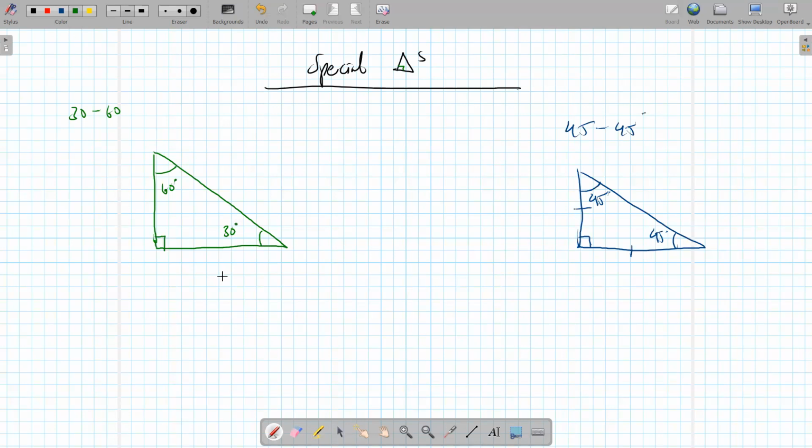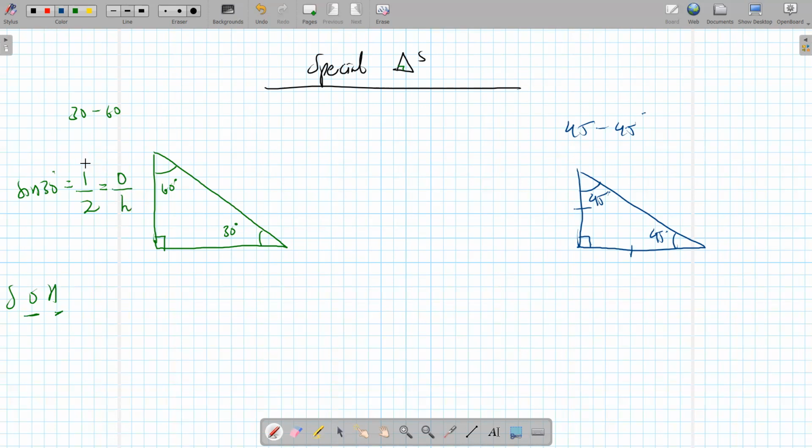So how do we build this? By building it, I mean finding the side lengths of all three. They're always going to be the same. For the 30-60 triangle, you want to remember that sine 30 is a half. What was the formula for sine, if you remember? What over what is sine? The opposite over the hypotenuse. Right, so this thing is opposite over the hypotenuse.